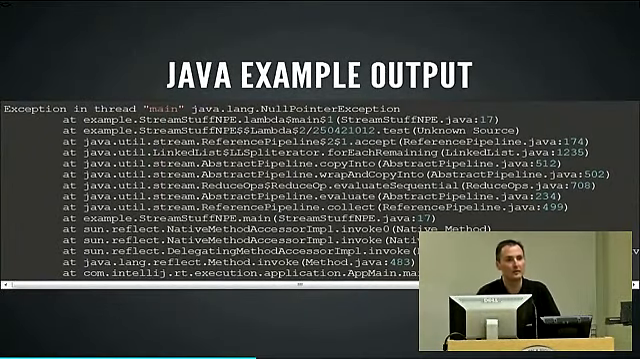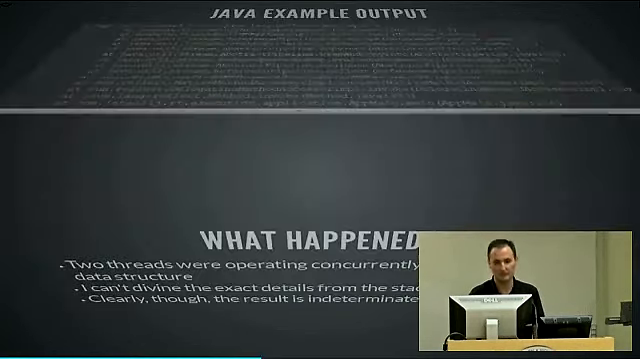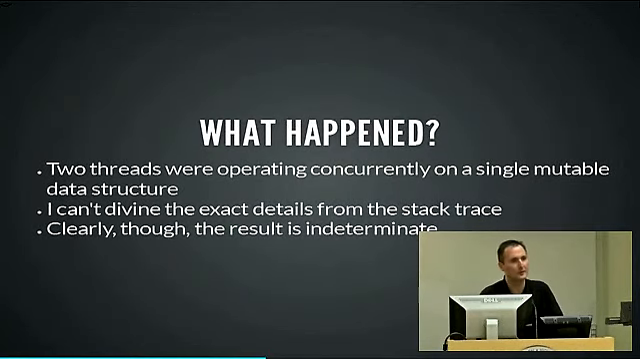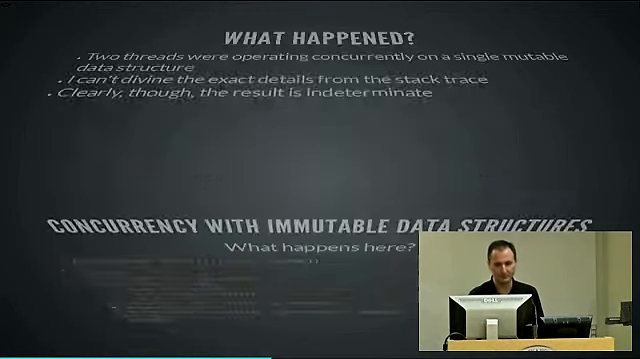This. So even though I have lambdas, I have not solved all the world's problems. So what happened? Well, it's pretty obvious. Two threads were concurrently operating on a single mutable data structure. I can't tell you exactly where things broke or what broke, but if you think about it, the results should be indeterminate. I know I've got two things mutating at once.